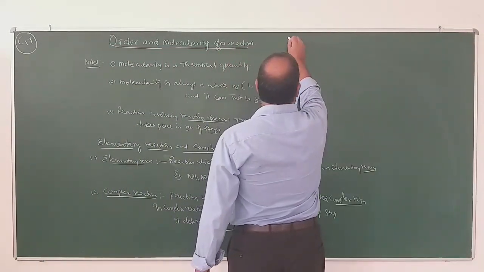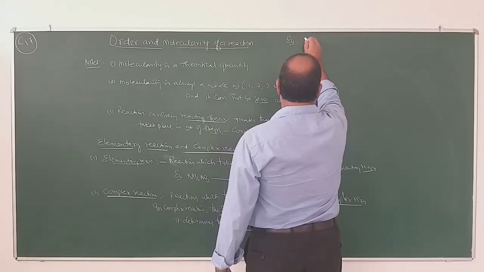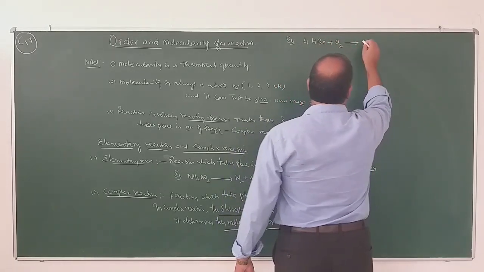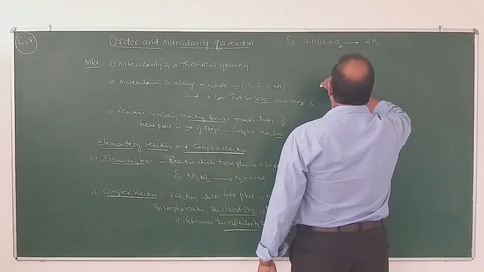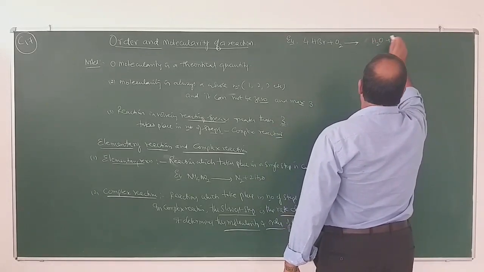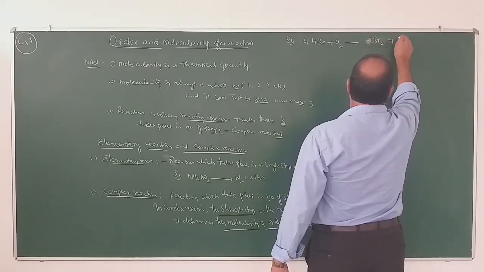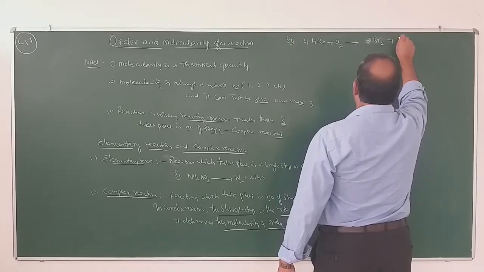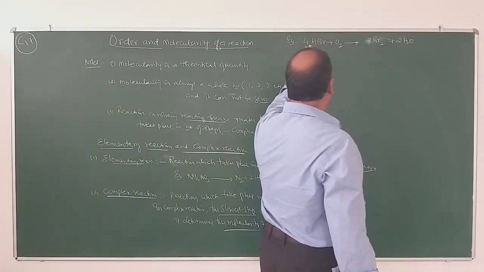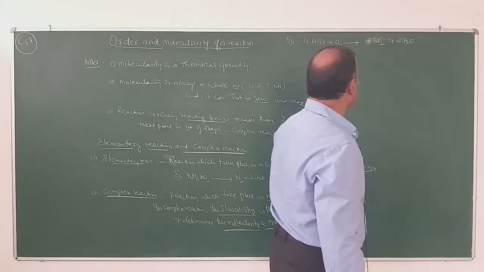For example, let us consider the oxidation of hydrogen bromide. Oxidation of hydrogen bromide, 4HBr plus O2 gives 2Br2 plus 2H2O.